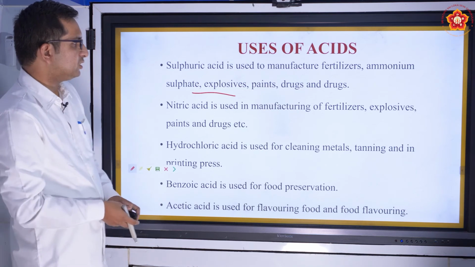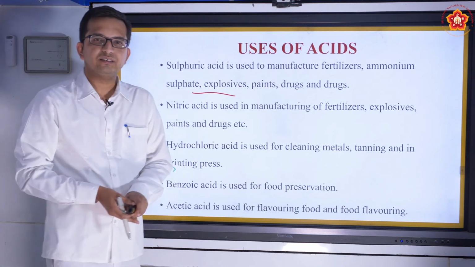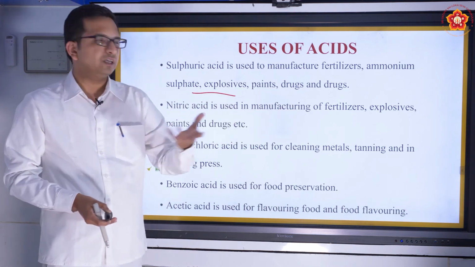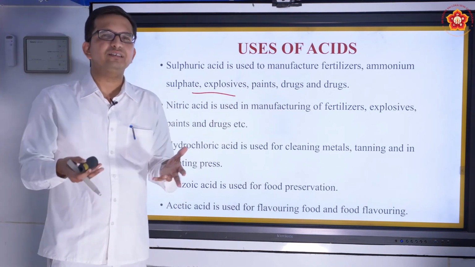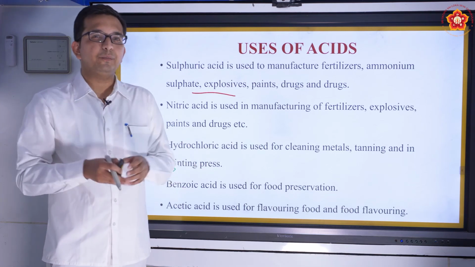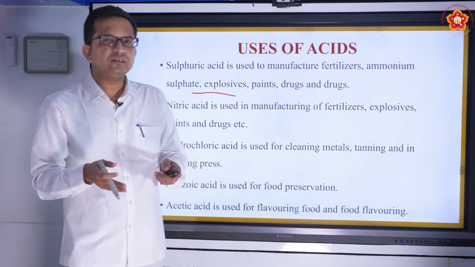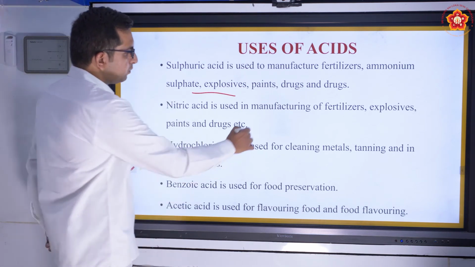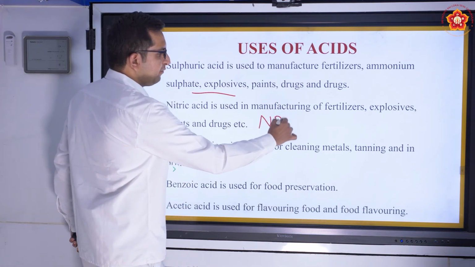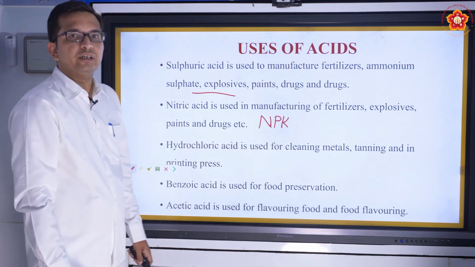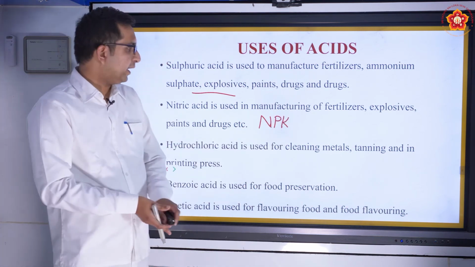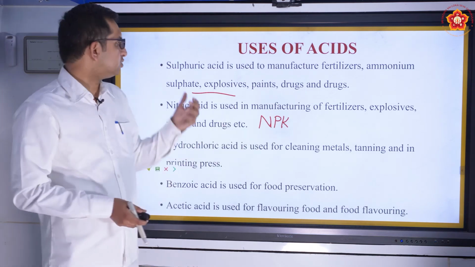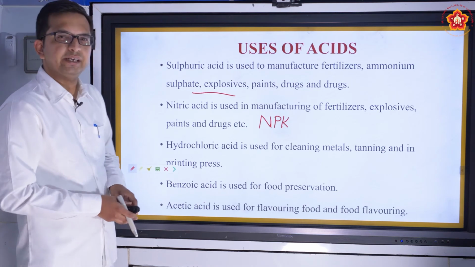Nitric acid is used in the manufacturing of fertilizers. Once again you can see that some uses repeat, but the type of acids used will be similar, because a fertilizer will not contain just one compound. We have important fertilizers like NPK fertilizers, which contain nitrogen, potassium and phosphorus. Along with this you will also have the presence of acids like sulfuric acid and nitric acid.